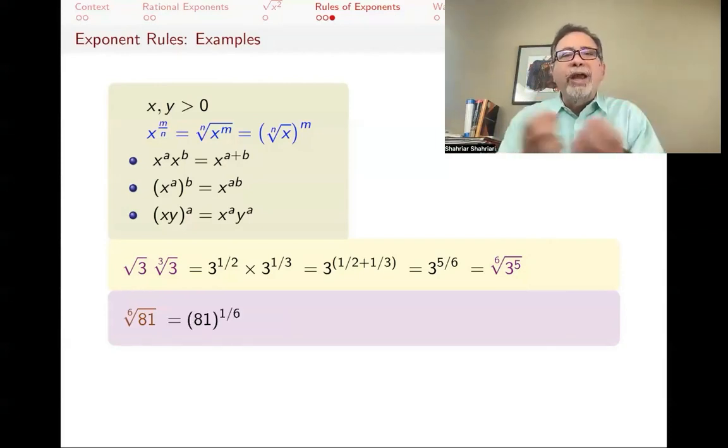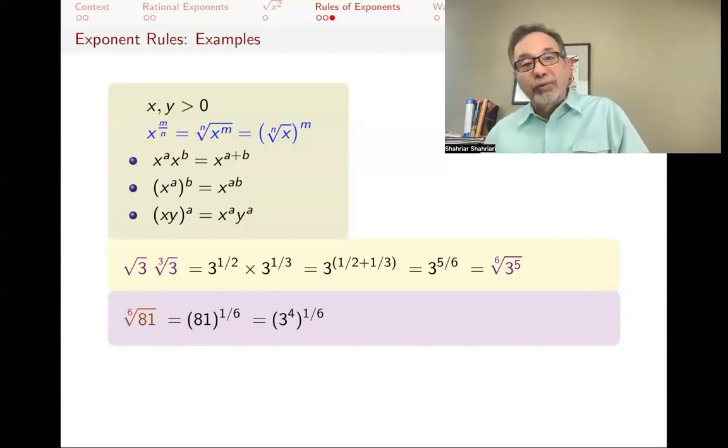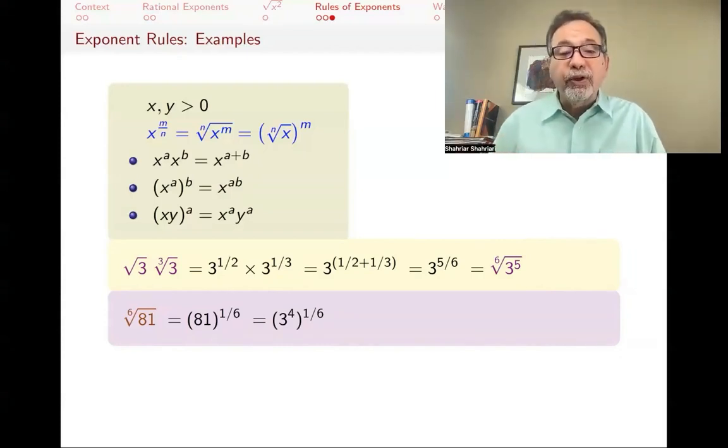There's no one way you have to do this. In fact, the best thing to do is for you to stop the video, try and see how far you can get, and then compare with what I did. And you might have a better way of doing it than what I had. And 81, I'm going to write it as 3 to the 4th, because 3 times 3 times 3 times 3 is 81. So 3 to the 4th is 81.